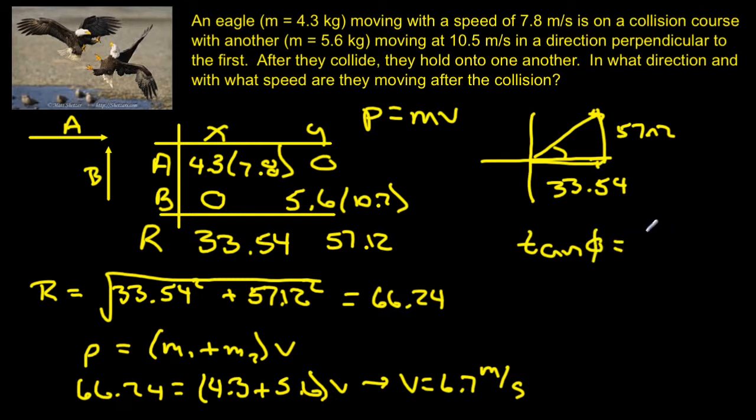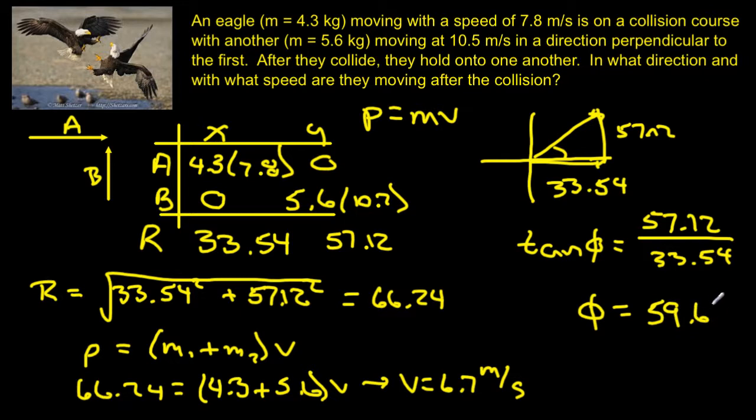So to find the angle, which is what we're looking for, the tangent of that angle will equal the opposite over the adjacent, so 57.12 divided by 33.54. And on our calculator, we do inverse tangent, and we will get an angle of 59.6 degrees. So our two answers are that angle and that velocity. This is the end of the problem.